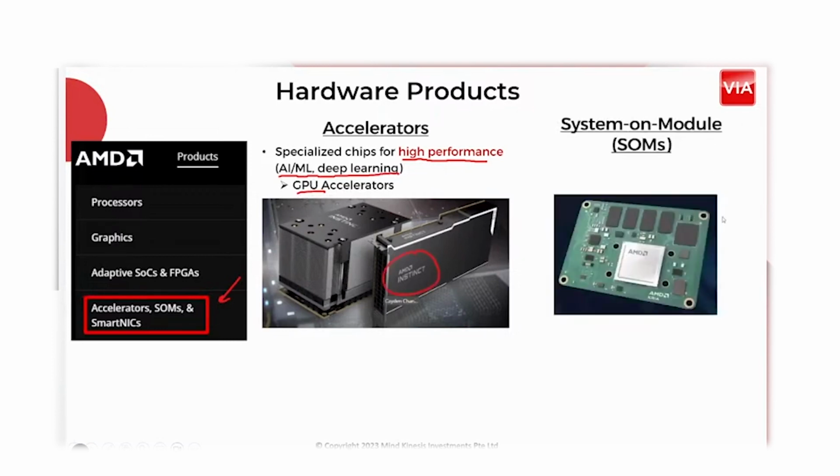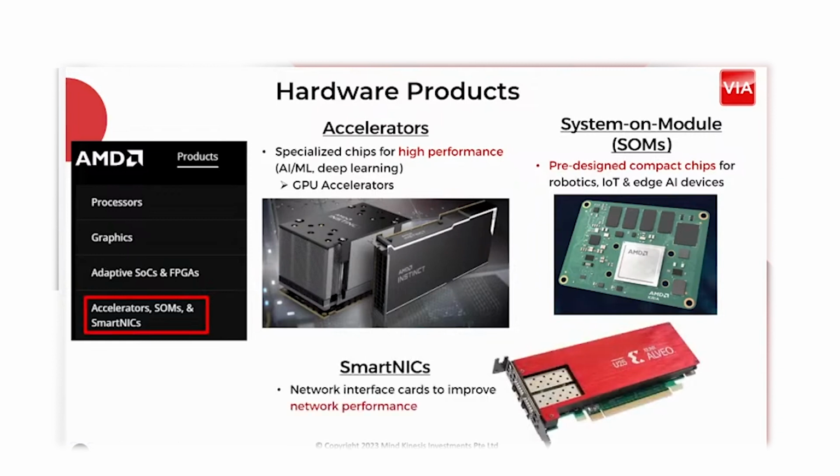And system on modules. From here, it looks similar to system on chip, but actually they are pre-designed compact chips to be used in robotics, Internet of Things, and edge AI devices. These chips are already pre-designed, so they just integrate them into their existing systems, such as robots, for them to work, compared to smartphones or tablets. And finally, smart NIC is mainly for network performance, which we will cover under data centers.